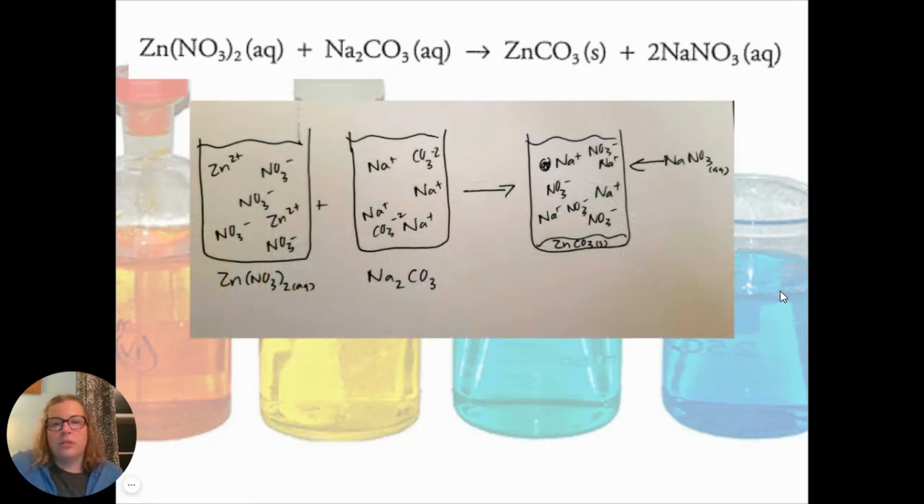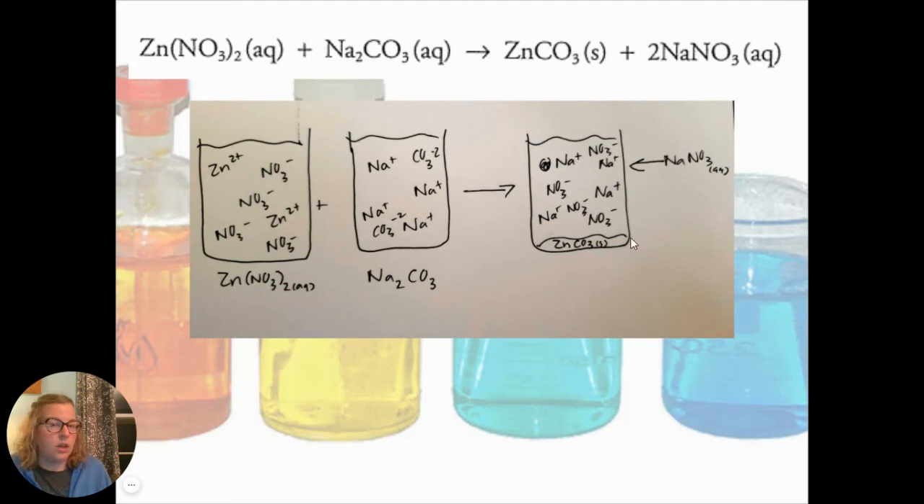All right, time to check your picture. So my beakers to begin with are going to be full of ions because I have aqueous solutions. So I've got zinc 2 plus ions, and I have nitrate ions floating around in a 2-to-1 ratio, 2 nitrates to 1 zinc. That's because of the subscript. Same thing with the sodium carbonate. It's 2 sodiums to 1 carbonate. When I mix them together, I produce zinc carbonate solid.